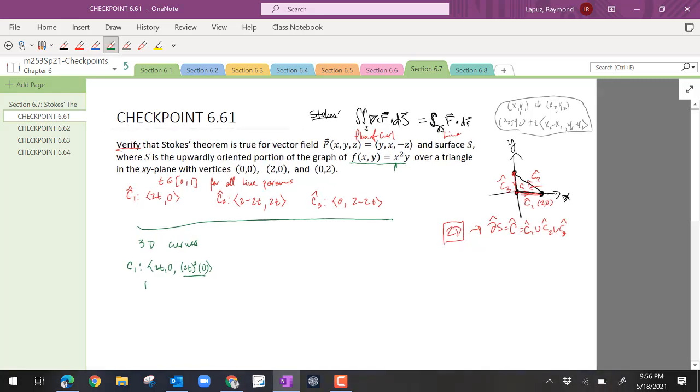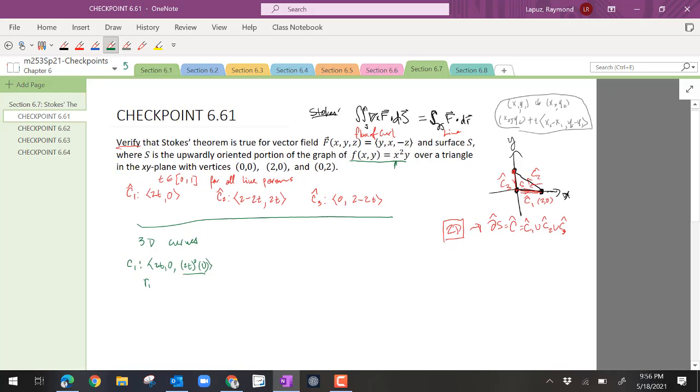So your R1 is going to be 2t comma 0 comma 0. And again, t goes from 0 to 1. So if we parameterize this, we'll see this piece of the curve that's on the surface. And it looks like along the x-axis, the surface is just going to ride along a zero height.